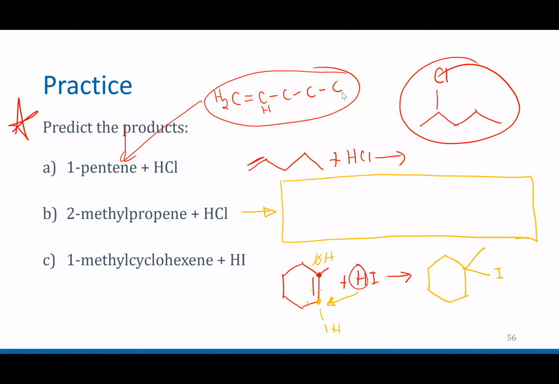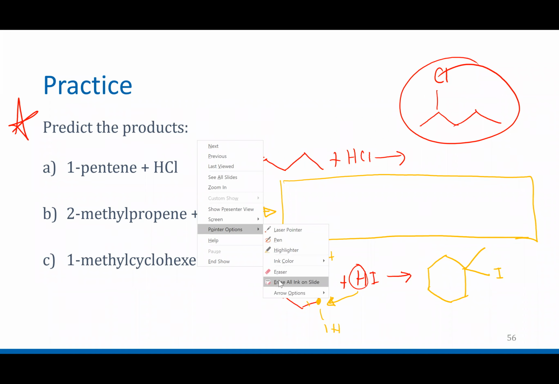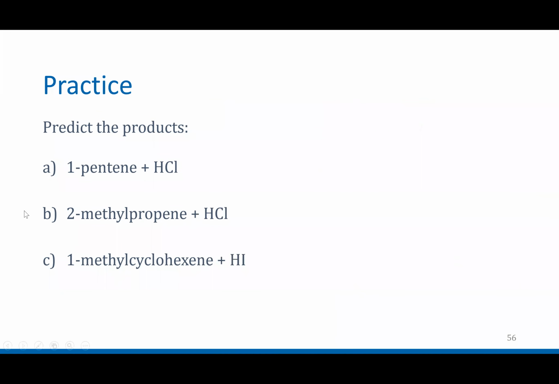Okay, I don't know if that was 60 seconds or not, but let's check this one out. Now, if you guys don't mind, I'm just going to clean my slide up. Is there a way to get rid of all drawings? There must be. Erase all ink. Oh yeah. Okay, so I just wanted to clear this.